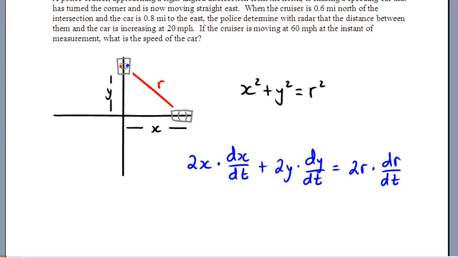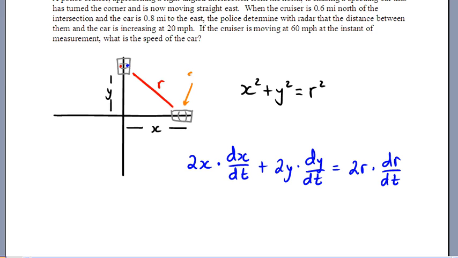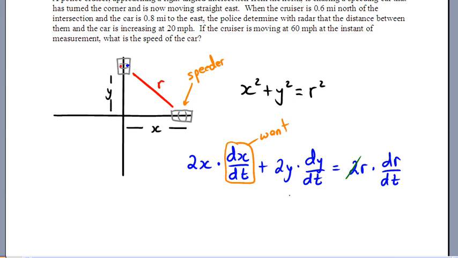Now what we want to know is how fast is that speeding car actually leaving the scene, right? So the speeder is here. We want to know this. That would be their velocity. So we're going to need everything else. Well, we don't need these 2's. There are 2's in every term, so gone, gone, gone.